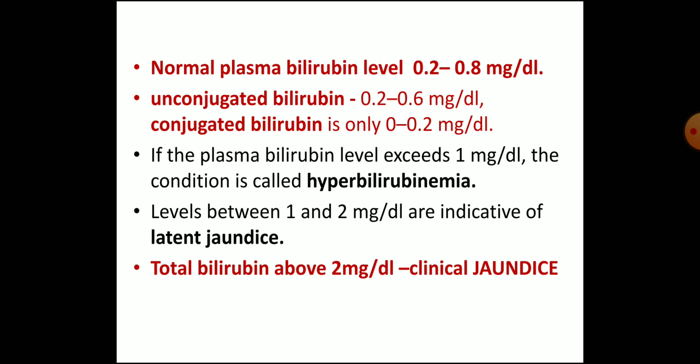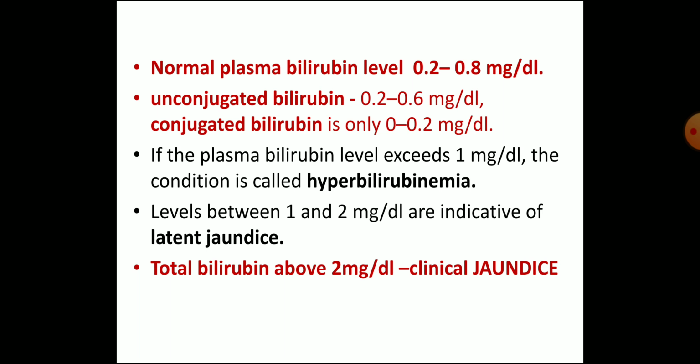The normal plasma bilirubin level is 0.2 to 0.8 milligram per deciliter. The unconjugated bilirubin is 0.2 to 0.6, or sometimes 0.7 milligrams per deciliter, and the conjugated bilirubin is only 0.1 to 0.4, or 0 to 0.2 milligram per deciliter. If the plasma bilirubin exceeds 1 milligram per deciliter, the condition is called hyperbilirubinemia, that is, increased level of bilirubin. Hyperbilirubinemia is termed only when the plasma level exceeds 1 milligram total bilirubin.